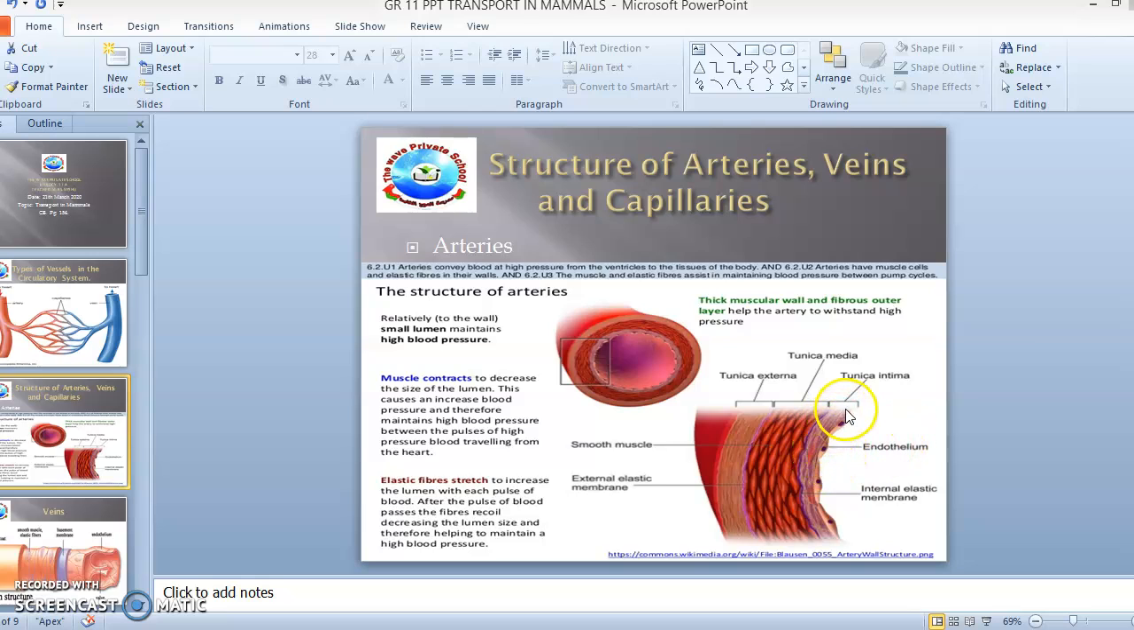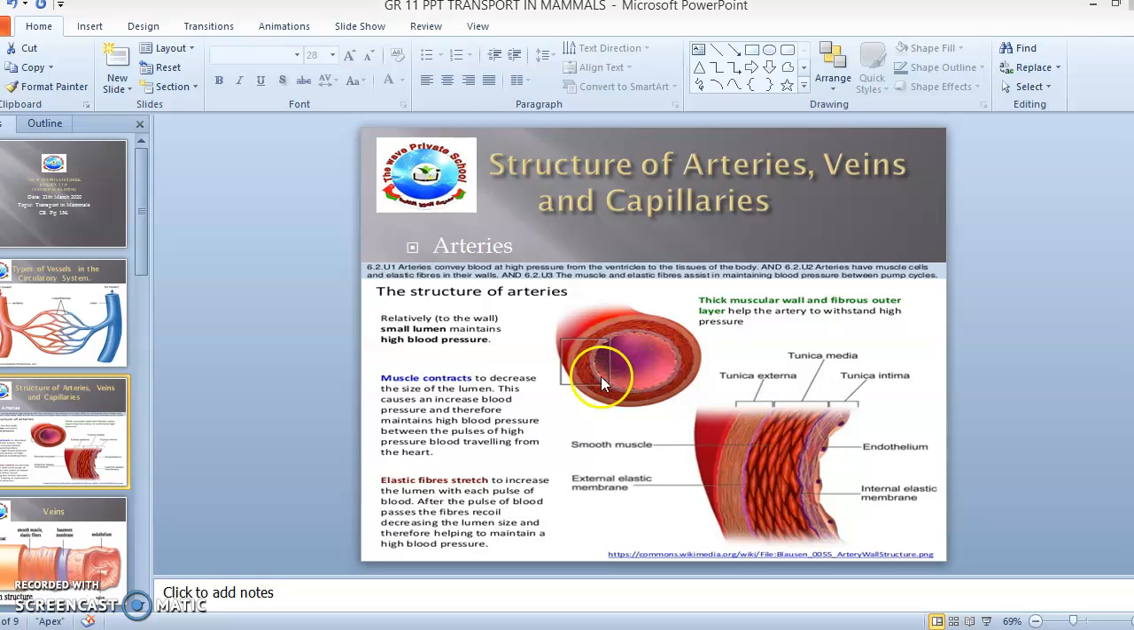These are collectively called tunica intima. This endothelium layer is also called tunica intima. And then the inner thick layer you can see here. This is the thick layer present in the artery. This is called tunica media. And the last part, the outermost layer, is called tunica externa. Relatively, you can see here, this is the lumen part. This is the lumen.